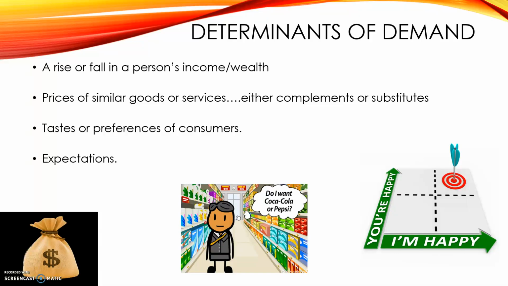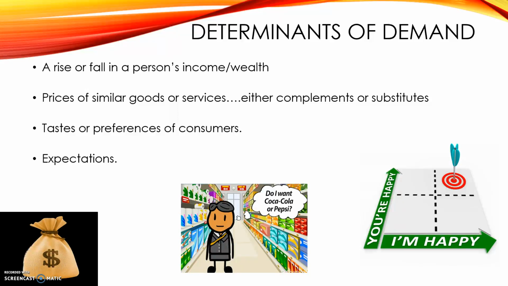What are the factors that affect how and what people purchase? There are 4. One, a rise and fall in a person's income or wealth. For example, if you get an increase in salary or even win the lotto, this increases your want for products or services. Two, prices of similar goods or services, known as complements or substitutes. A good example of complements is milk and sugar. One goes with the next. And an example of substitutes is Pepsi instead of Coke.